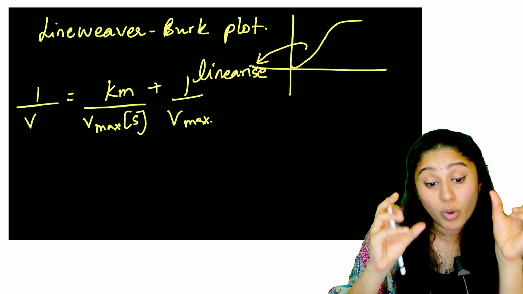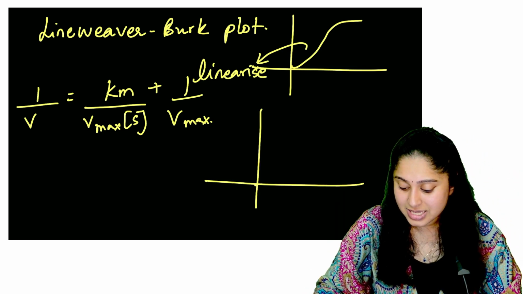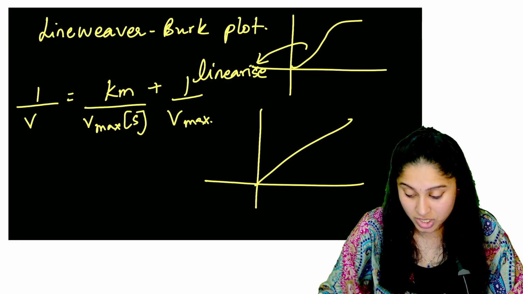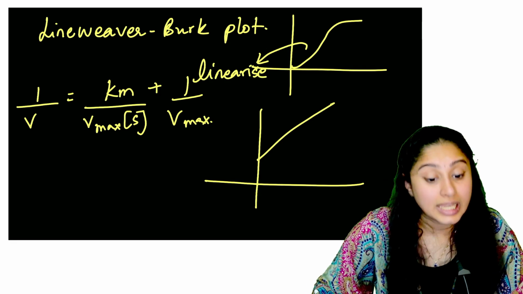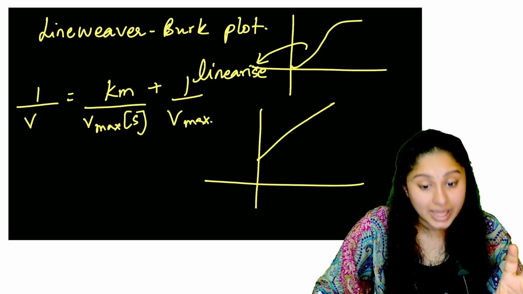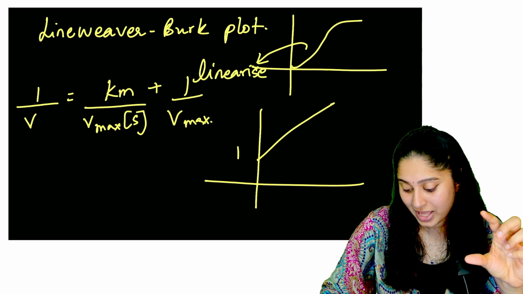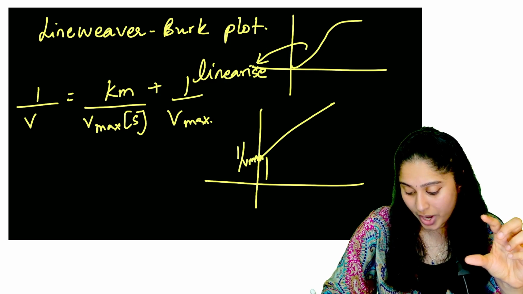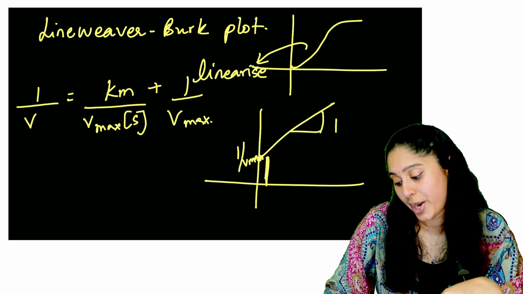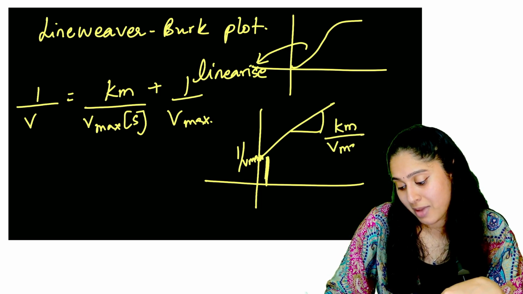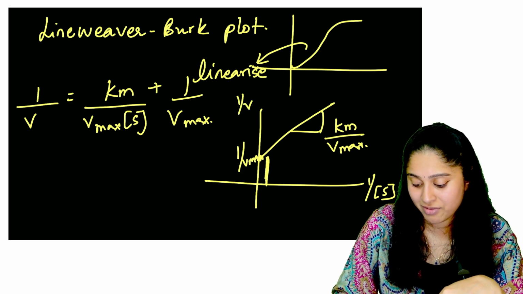So here what do we analyze? When I linearize this particular equation, it will be a straight line, something like this. Here clearly the 1 by Vmax value is going to be my y-intercept. My slope is going to be Km by Vmax, and this graph in itself is a 1 by S versus 1 by V graph.